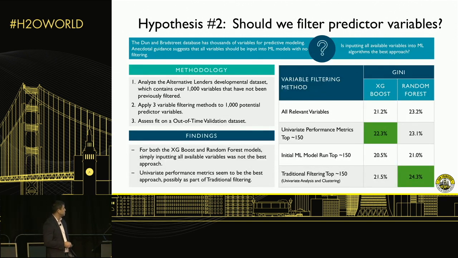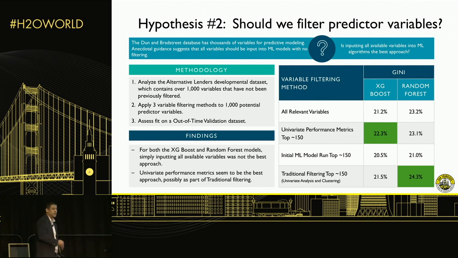The next hypothesis is, should we filter predictor variables before we input them? And what we did is we leveraged the alternative lenders data, which had about 1,000 different variables in it. So from all the data sources, the variables weren't pre-filtered. So we had 1,000 variables to assess. And we applied 3 different filtering methodologies.